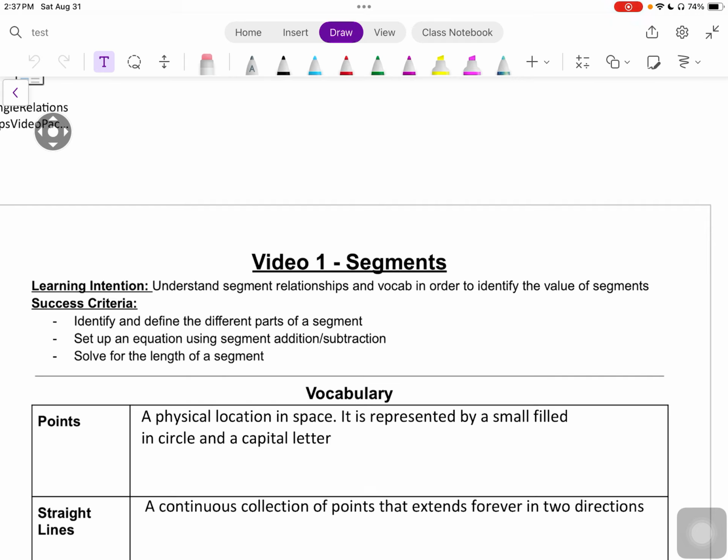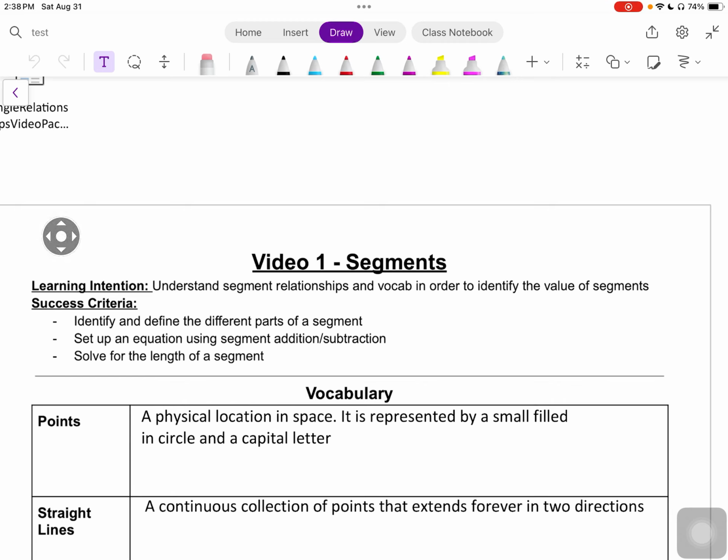So the most important thing to pay attention to at the top of the page is going to be the success criteria. These are the three things that you're going to want to be able to do by the end of this video. It's also where the practice section after the video is going to focus. These are the three key things that we're working on. We want to be able to identify and define the different parts of a segment. We want to be able to set up an equation using segment addition and subtraction, and then solve for the length of the segment or any missing variable that we're going to get as we go through.